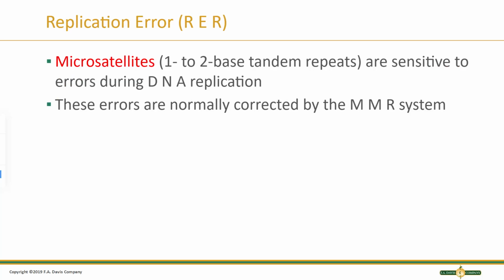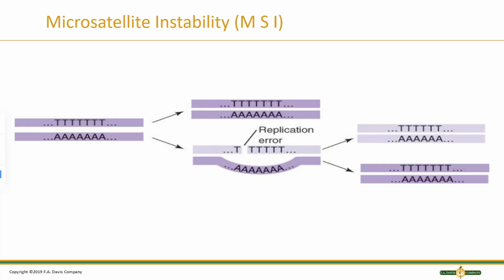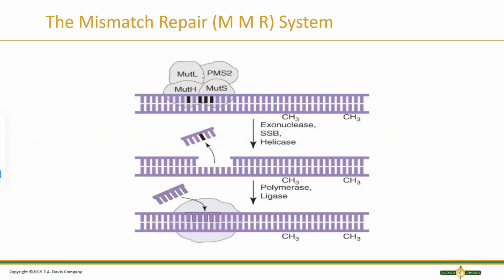Microsatellites, 1 to 2 base tandem repeats, are sensitive to errors during DNA replication. These errors are normally corrected by the MMR system. So here is an example. We're supposed to have a T here and it's not present, so that forms a bump. And then we would have the mismatch repair system come in here and correct it. So here's the mismatch repair system. Here you would have the chunk of DNA with the issue in it chopped out, and then you would have a better chunk put back in to repair the damage.